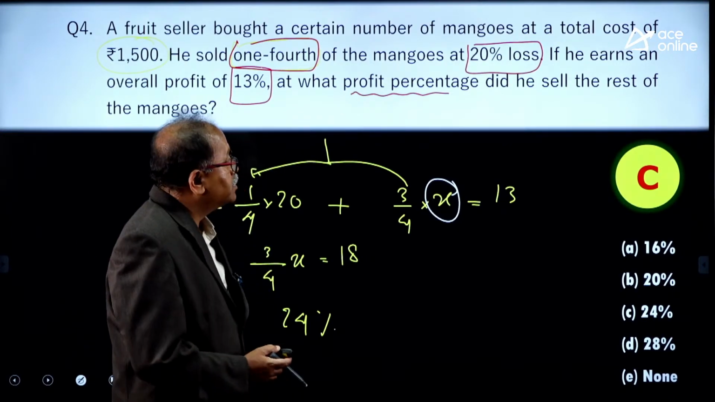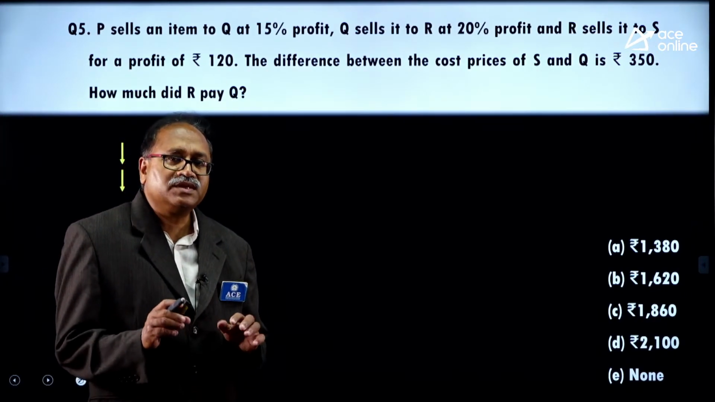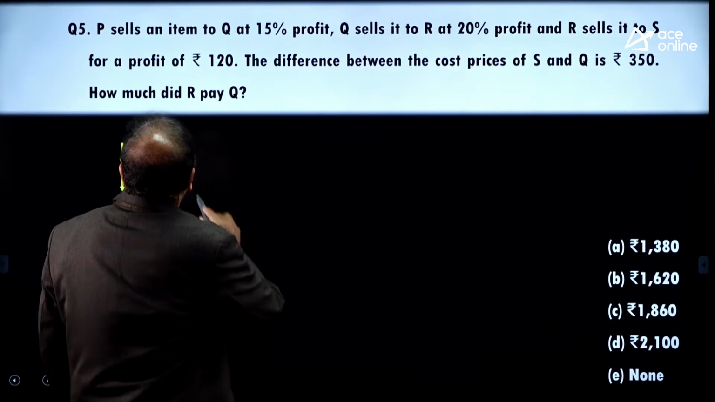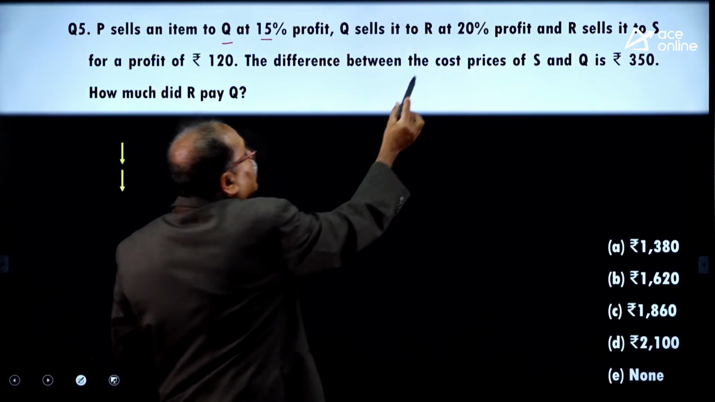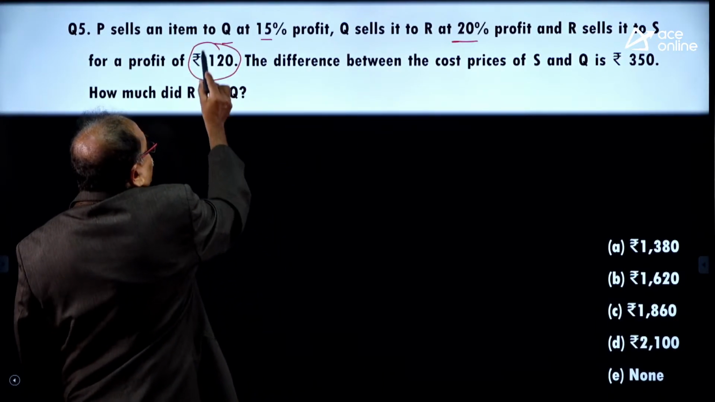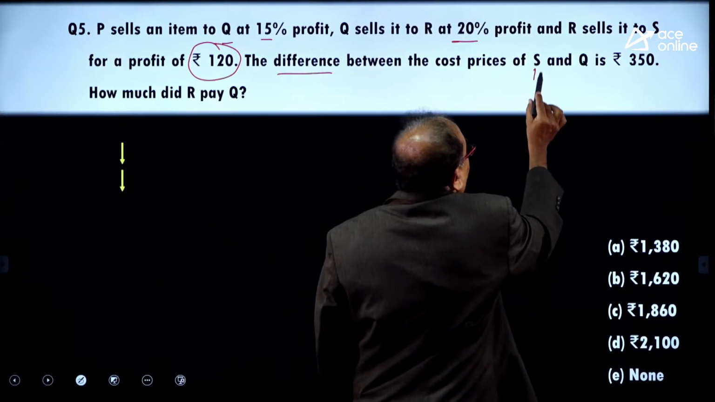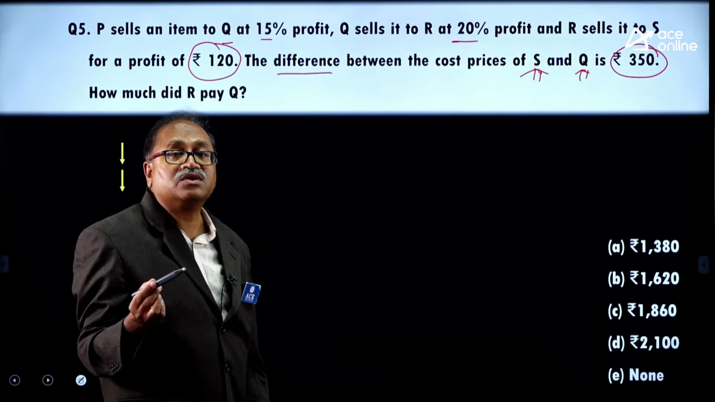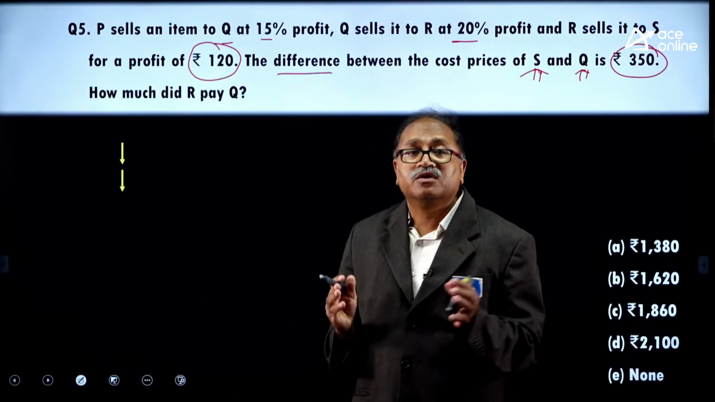And your next question starts on the board over here. What is it? This one. Let me see if Pawan can answer this question with the same pace. Here it is said that P sells an item to Q at 15% profit. Q sells it to R at 20% profit. R sells it to S at a profit of rupees 120. The difference between the cost price of S and Q is 350. Now the question is, how much did R pay Q?